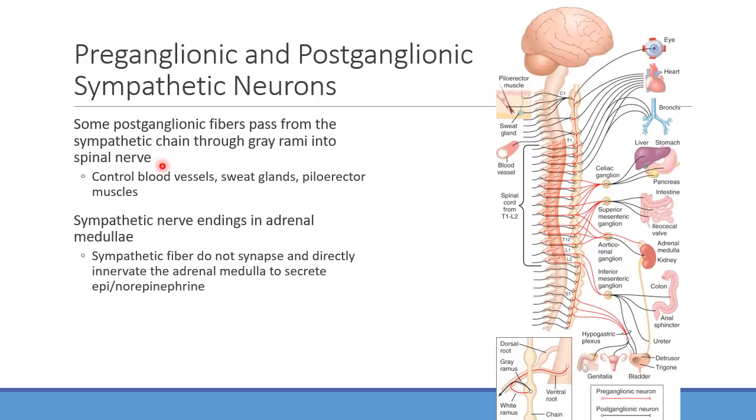Some of these postganglionic fibers are going to pass from the sympathetic chain through the gray rami of the spinal nerves, and this is where they can directly innervate things like blood vessels, sweat glands, piloerector muscles. So if you think about someone who is in a sympathetic state, are they typically pretty dry, or are they more diaphoretic? Typically think of diaphoretic, right?